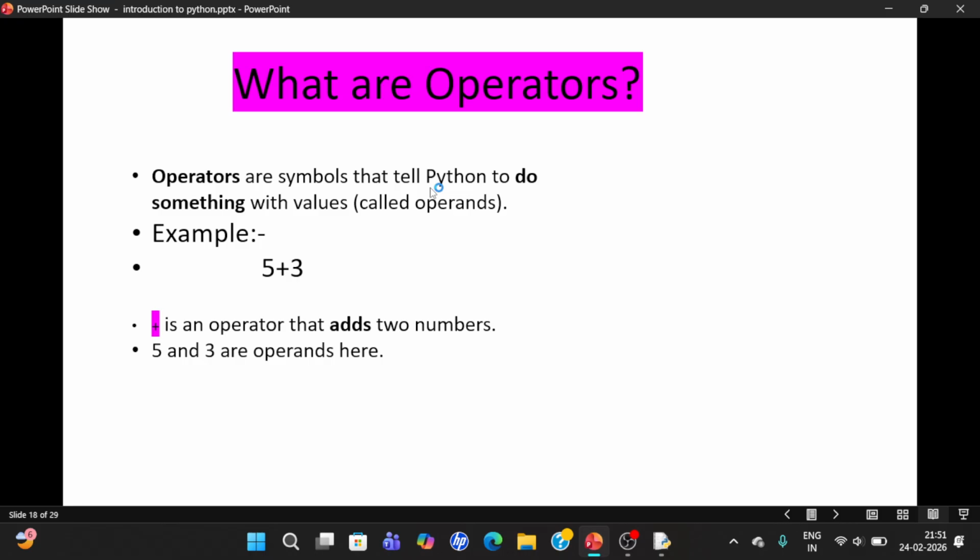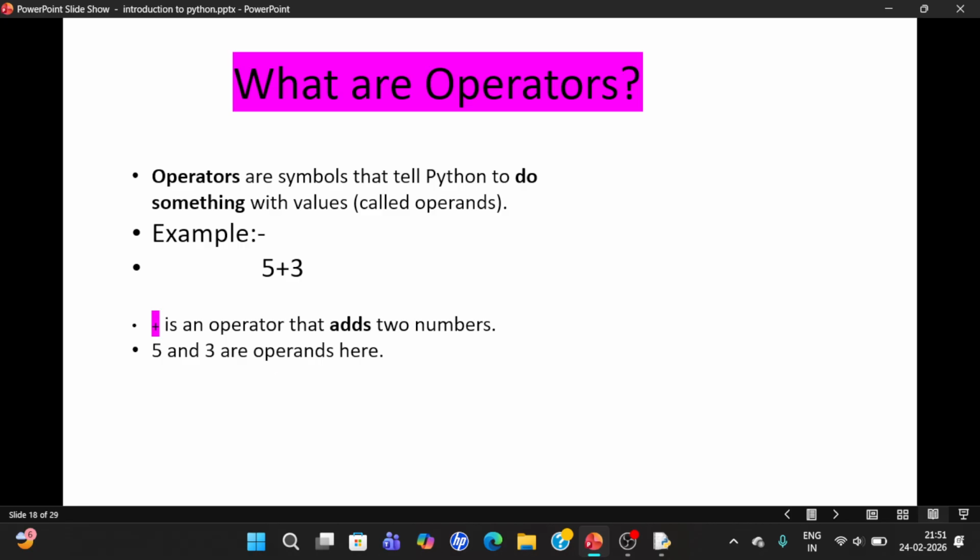Operators are symbols that tell Python to do something with values. We already talked about variables in the previous video. Variables assign the values, so that those values are used in the operators. In 5 plus 3, 5 is the operand, plus is the operator, and 3 is the operand. Plus is an operator that adds the two numbers. 5 and 3 are operands here.